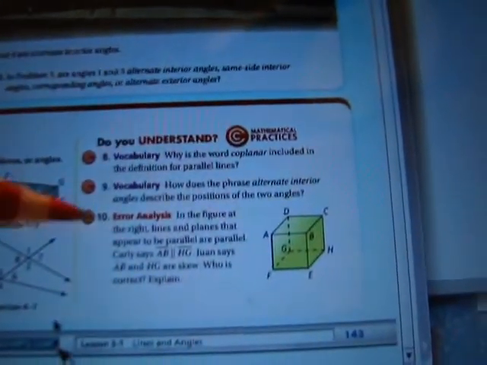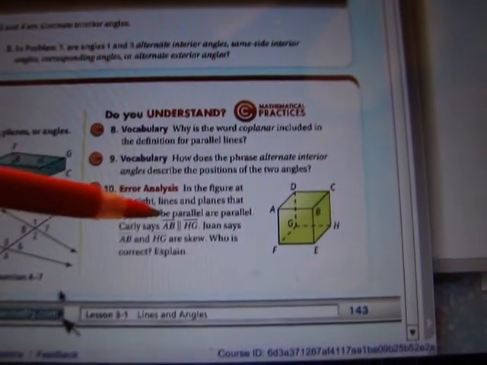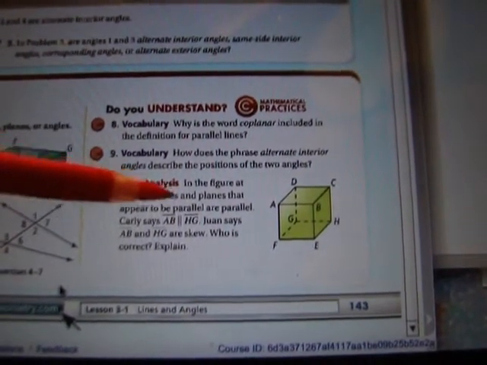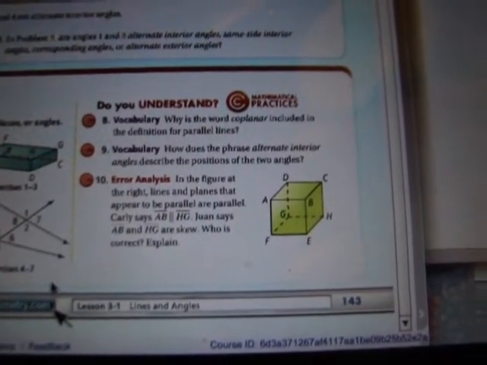Alright, error analysis. In the figure at right, the lines and planes that appear to be parallel are parallel. Carly says segment AB is parallel to segment HG. Juan says segment AB and HG are skew. Who is correct? Well, let's see.